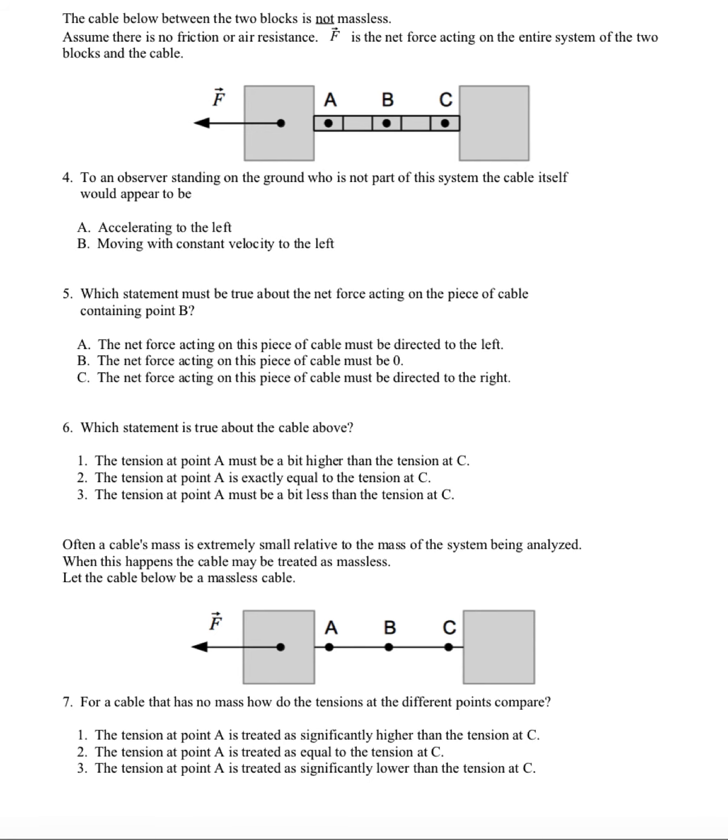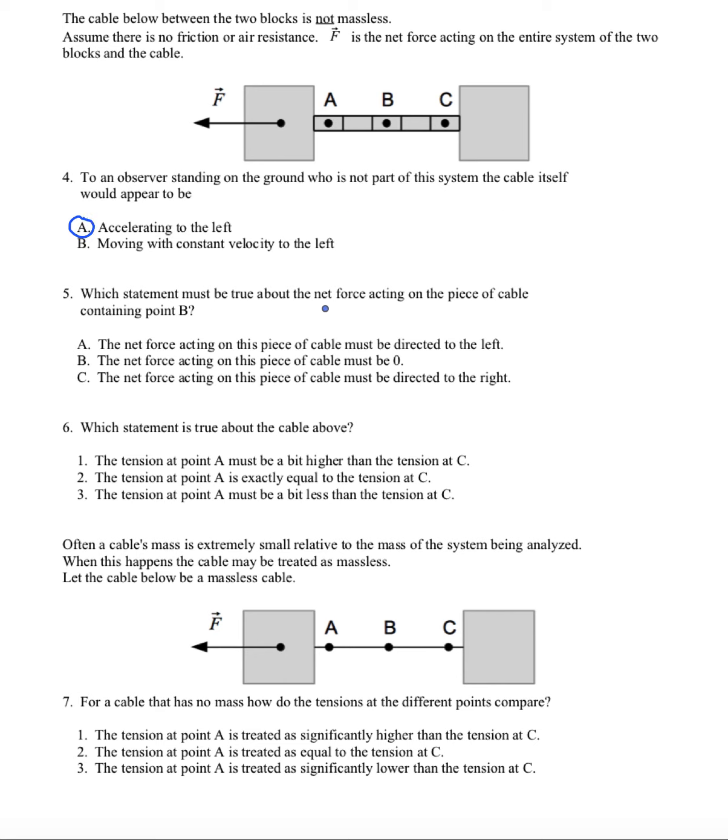Now let's look at what happens when a cable is not massless. Let's say it has significant mass. Assume there's no friction and no air resistance. F is the net force acting on this entire system of 2 blocks connected with a cable. To an observer standing on the ground who's not part of this system, would the cable be accelerating or moving with constant velocity? Well, an unbalanced force acting on a system of mass is going to cause an acceleration, and the whole system is going to accelerate. So I'm going to choose choice A.